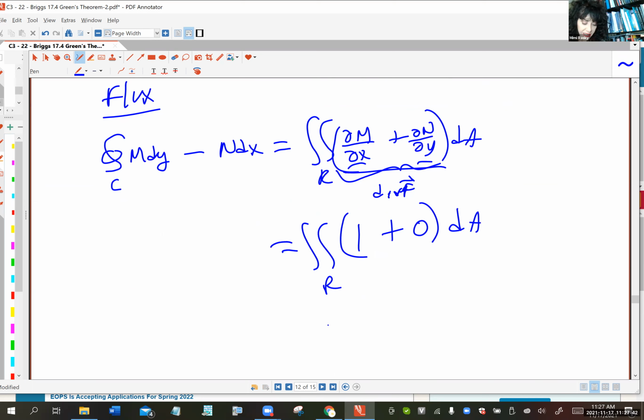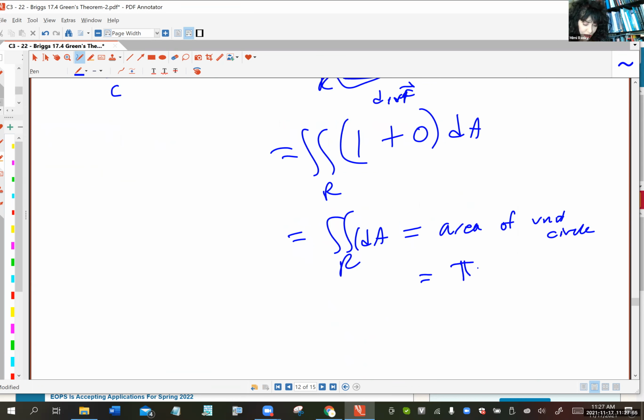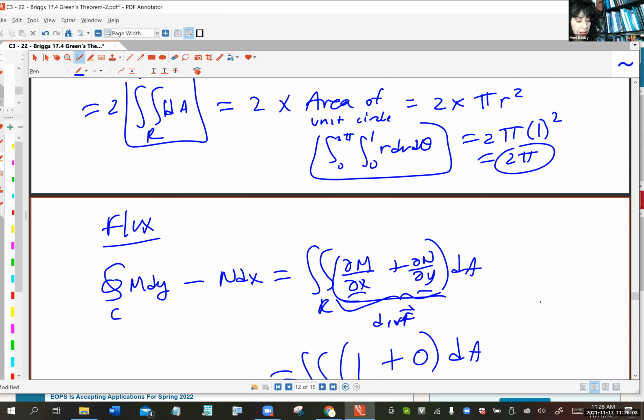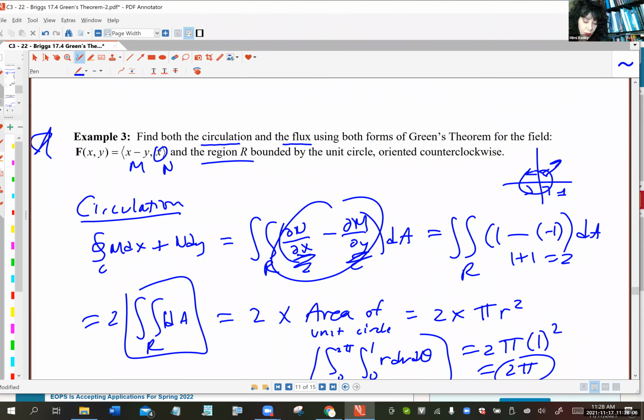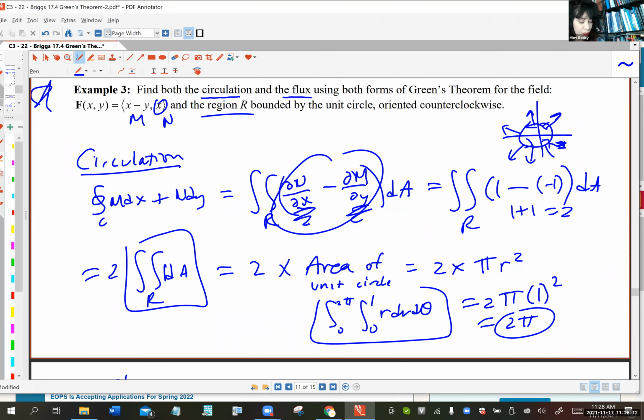Okay, but then this is just a double integral with a 1 as an integrand. Isn't this area again? In this case, area of our unit circle. Yep. So you're just going to go pi r squared, and in this case, we just get pi. And because that's a positive number, that means more of the water is going to flow out of our circle if we placed it in our jacuzzi than would be flowing back in. That's what that number means. Okay, pretty cool, huh?